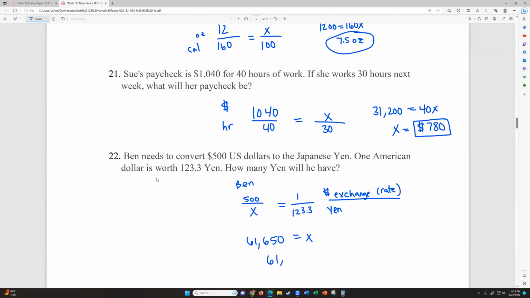So he's going to walk away with 61,650 yen. And remember, that's if he's going to Japan. That's how that currency will be, obviously, what he would be buying things in.